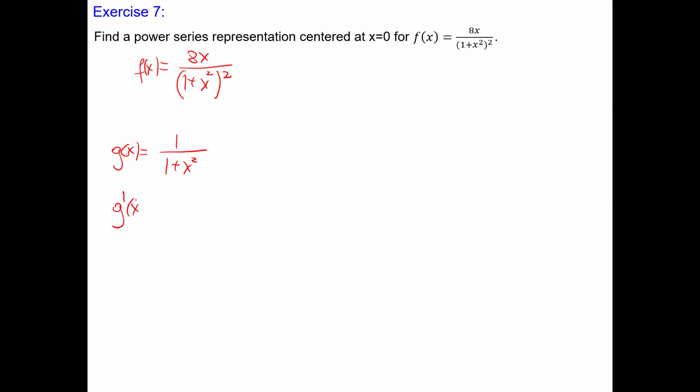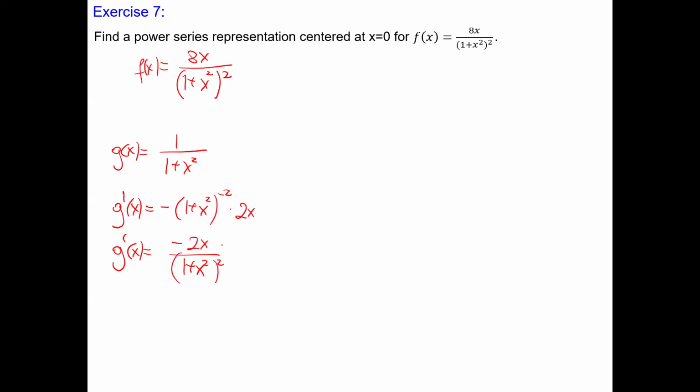Okay, let's find the derivative. That means the derivative of this will be 1 plus x squared to the negative 1. That will be negative 1 plus x squared to the negative 2 times 2x. Okay, let's rewrite: negative 2x over quantity 1 plus x squared squared. We can see it's almost the same.